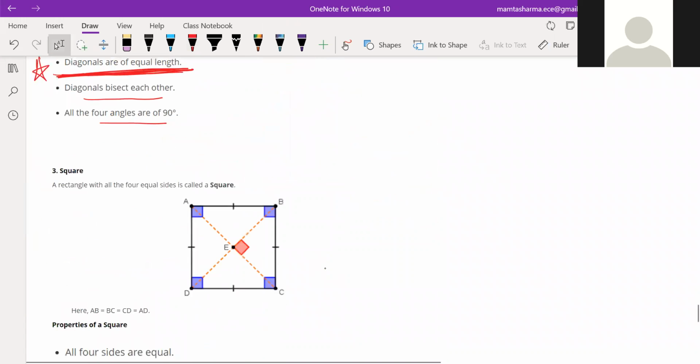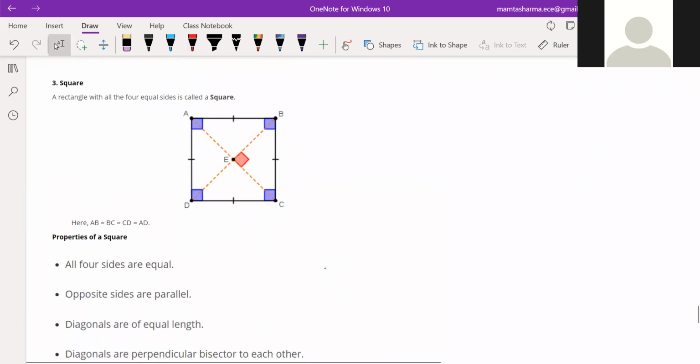Okay, now see square. Ma'am, can we have a quiz? Yes, yes. Let me finish this square, otherwise in the quiz you will find difficulty.